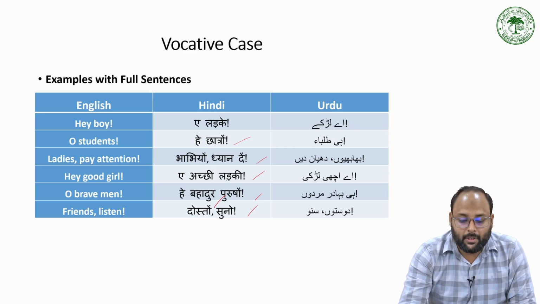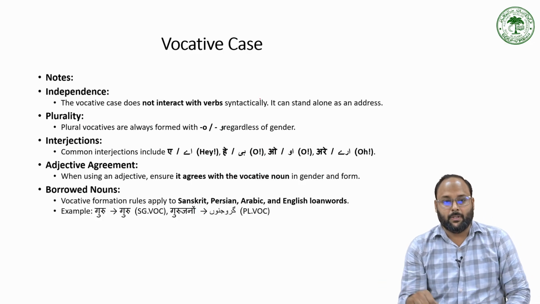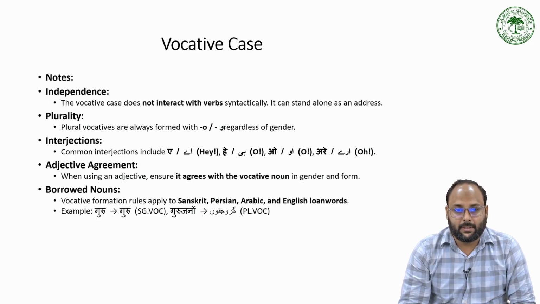So 'दोस्तों' is plural, in 'हे बहादुर पुरुषों', 'पुरुषों' is plural, and in 'ए अच्छी लड़की', 'लड़की' is singular. In 'भाभियों ध्यान दो', 'भाभियों' is plural. In 'ए छात्रों', 'छात्रों' is plural. So in all plurals we have 'o'. But in the singular, when it ends with the 'e' vowel, like 'ladki', it is 'ऐ लड़की'. But when it ends with the 'a' vowel, like 'ladka', it becomes 'ऐ लड़के'.